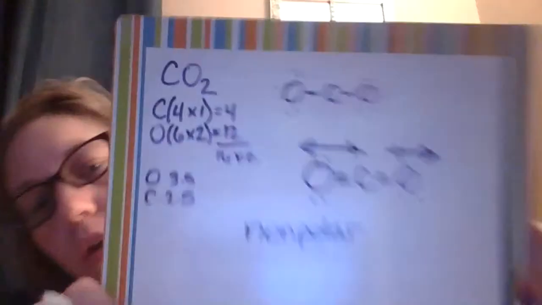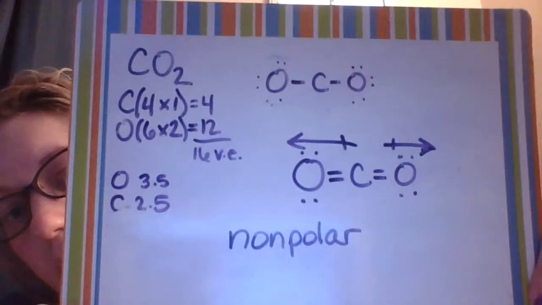So that molecule is non-polar. All right, so the next one I'm going to do is H2O. H has 1 valence electron times 2 atoms. O has 6 valence electrons times 1 atom. So we have 2 electrons from H and 6 electrons from oxygen, giving us 8 valence electrons to distribute.